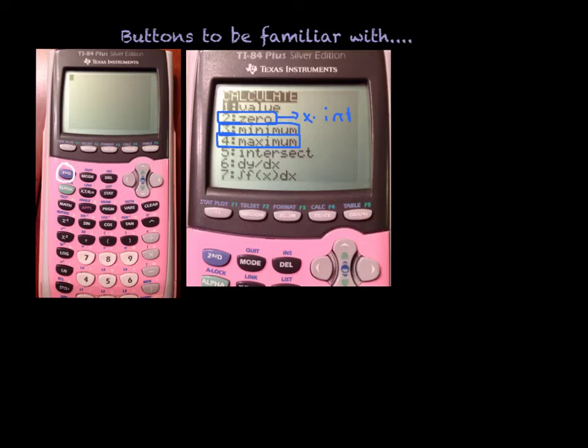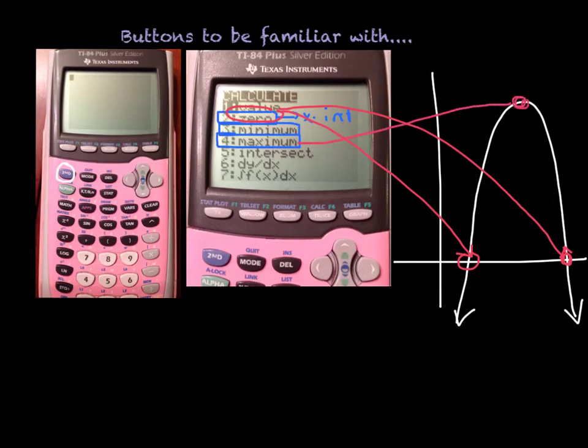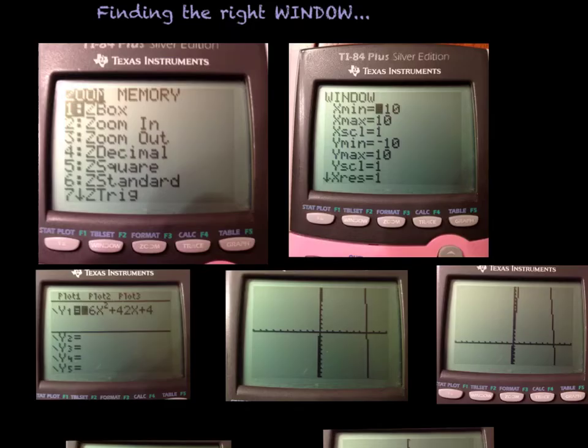So with regards to our graph right here, let's say I have a parabola that does a little something like this. All right, I would use the 0 button to go find this point right here, that x-intercept, and I would also use it to go find that point right there. Okay, and then I would use the maximum button to go find this point right here. And like I said, if you can find the intercepts and the turning point, you're going to be in great shape tonight.